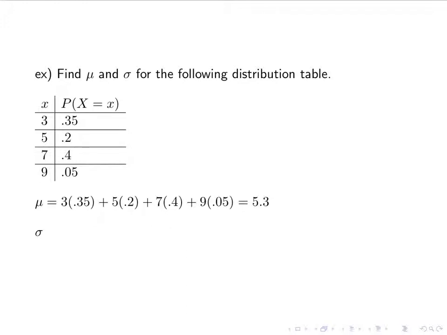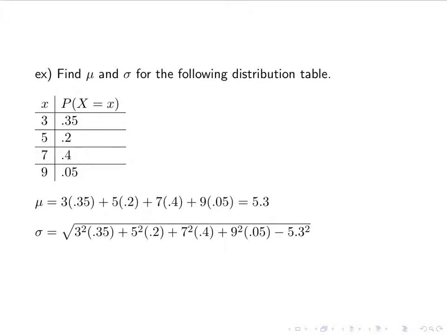And then to find sigma, again, I can use either of those two formulas. In this case, I'm going to use the second formula. So it's the square root of the sum of the products of, again, our values squared times our probabilities. And then we're subtracting mu squared. We get the square root of 3.71, which is roughly 1.926.